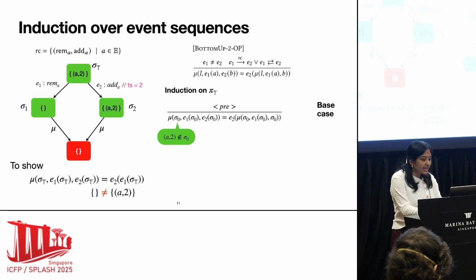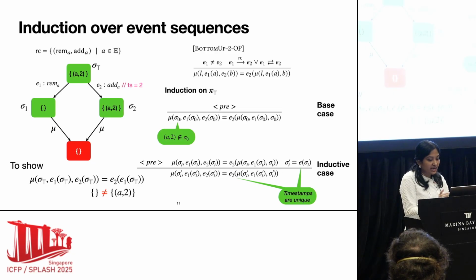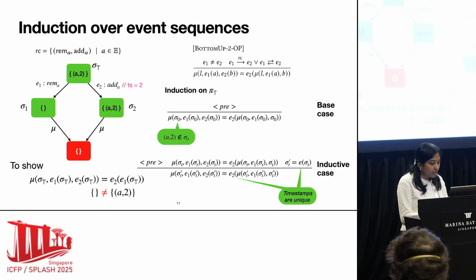For the inductive case, we assume that the property holds for some LCA state sigma t, and we aim to prove that this property still holds even after applying one more update event. This step can be automatically verified using the fact that the events E1, E2 and E3 all have different timestamps, and the inductive hypothesis helps us to prove the consequent. So, this completes the proof of bottom up 2-op rule.